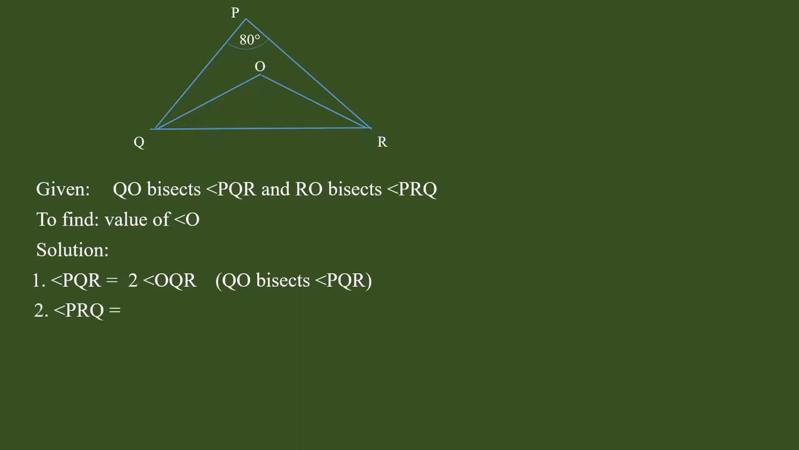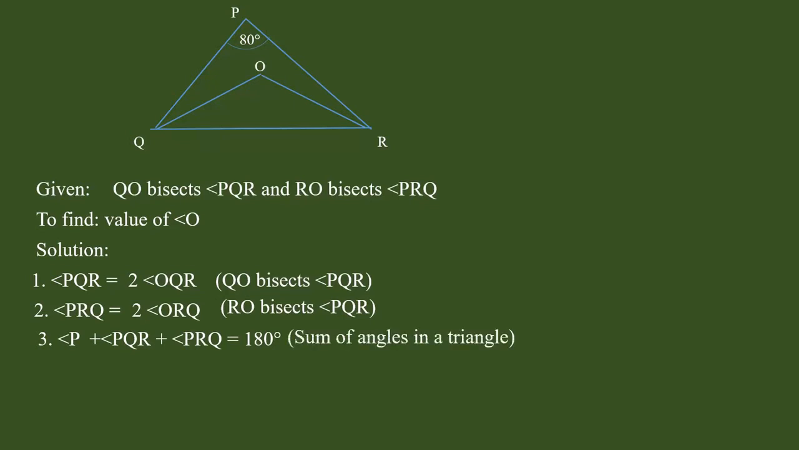PRQ is also bisected. Now, can you tell me what PRQ is equal to? Twice of which part? We can easily say it's twice ORQ. Got it? Now, if you look into the big triangle, angle P is given as 80 degrees. So can I use the sum of angles in a triangle? Obviously. Look here: angle P plus angle PQR plus angle PRQ is equal to 180 degrees. Now, what is the value of P? That is 80 degrees. And that is 80 degrees plus, PQR is given as twice OQR, so I replace it, and PRQ as twice ORQ, I also replace this one.